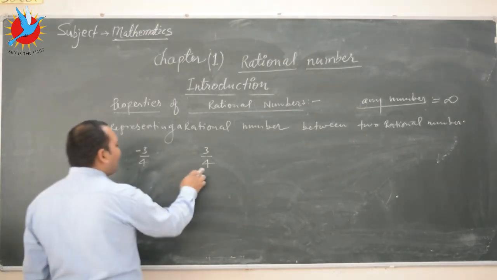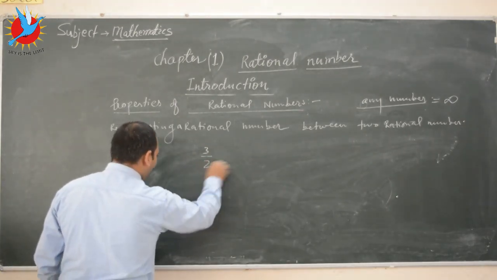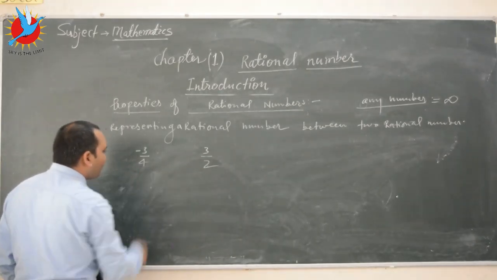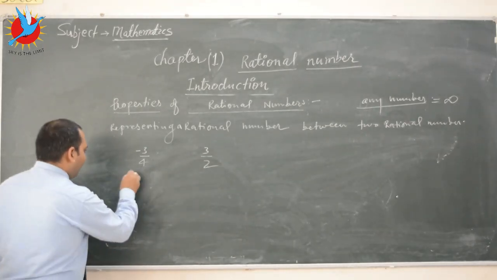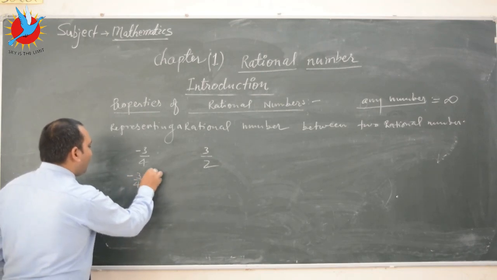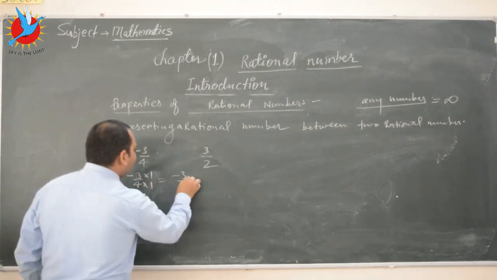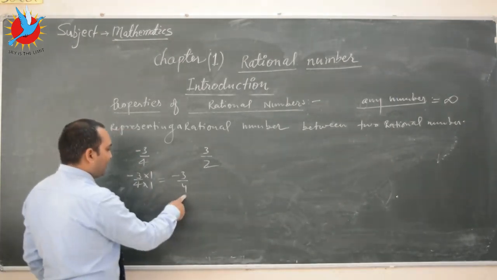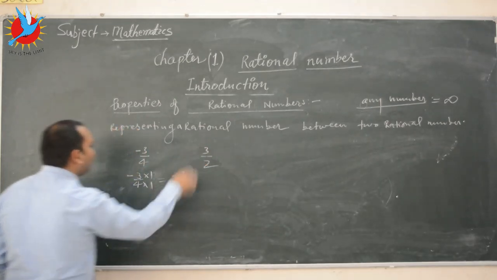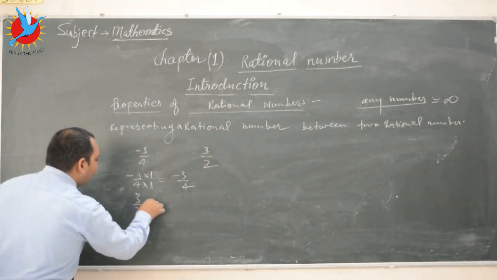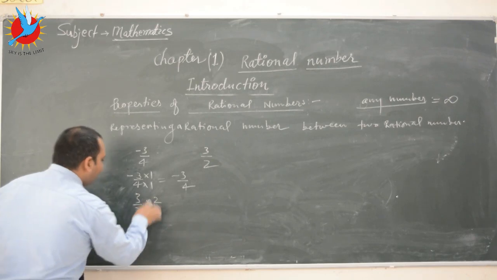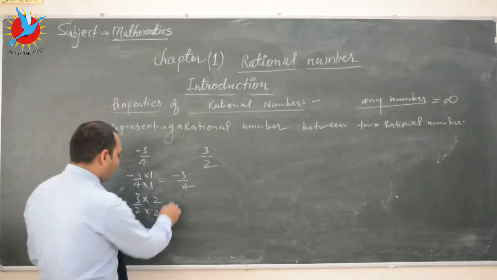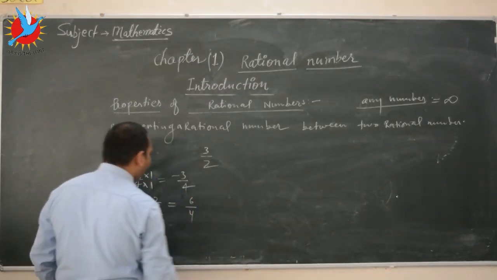So we make the common denominator. What is the LCM of 2 and 4? That is 4. So minus 3 upon 4 into 1 is equal to minus 3 upon 4, because we make the same denominator. And 3 upon 2 can be written as, in the numerator we multiply by 2 and the denominator by 2 to make the denominator 4, that is 3 times 2 is 6 upon 4.